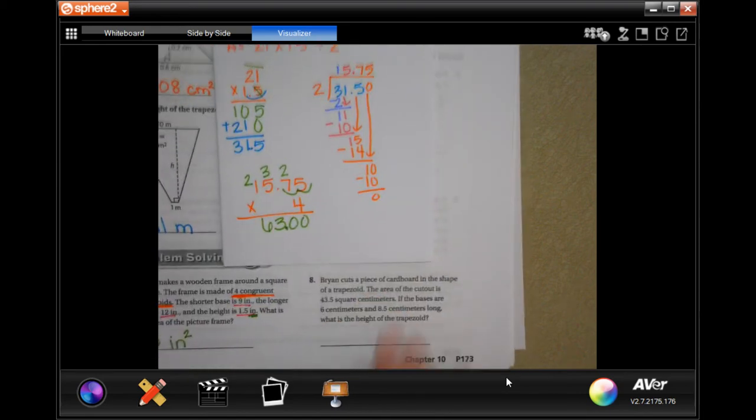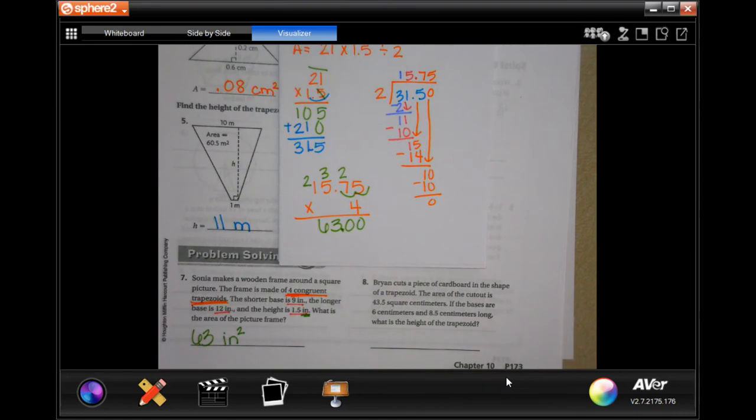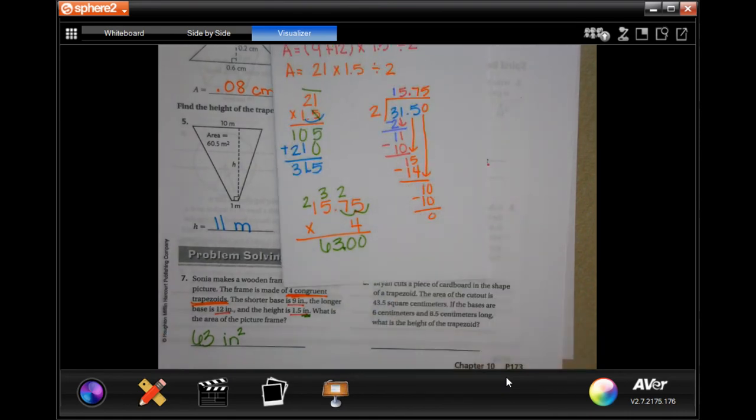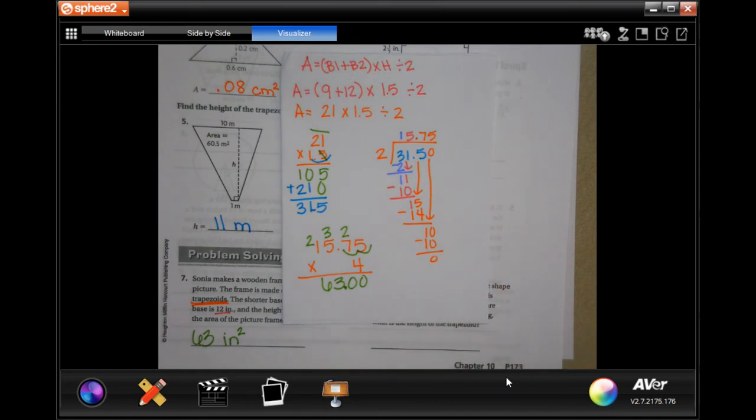Sorry, you guys can't see that. Okay. Pause it. Write down your work. You guys have to write down your work in order to get credit. Okay. All right.